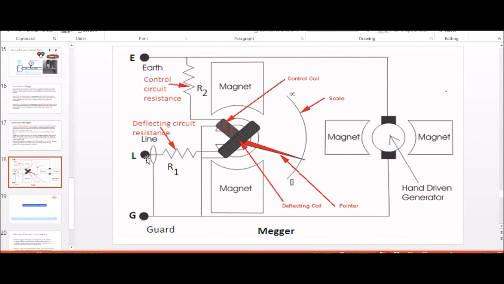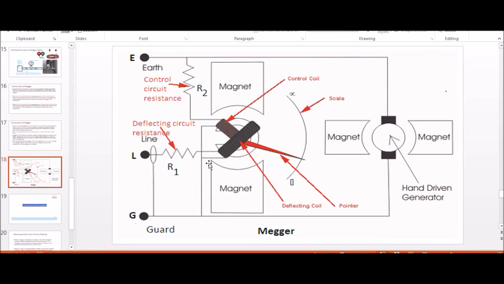There's insulation connected between these two terminals, and then there is R1, and then it is connected with the needle here, then it is again going back towards your hand driven generator. So the movement of this deflection coil is dependent upon both the voltage and the current equivalent coils, right?